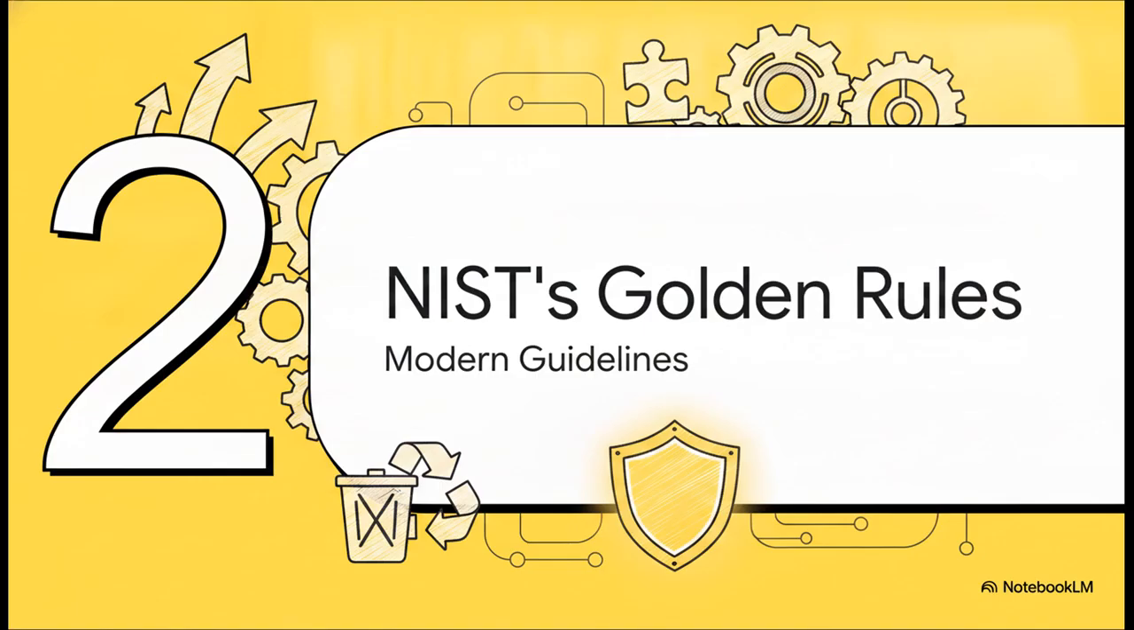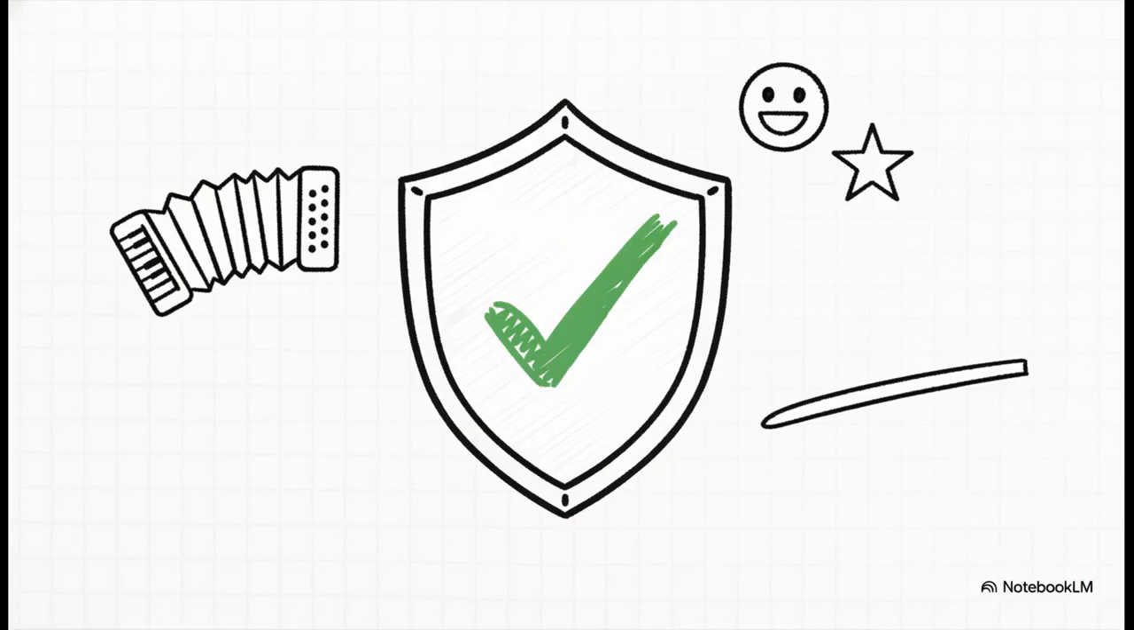Moving on to Section 2, NIST's new golden rules. So the National Institute of Standards and Technology actually completely rewrote their digital identity guidelines in a document called Special Publication 800-63B. This is the modern, evidence-based standard we've been waiting for. The rules for user-chosen passwords are incredibly straightforward now.